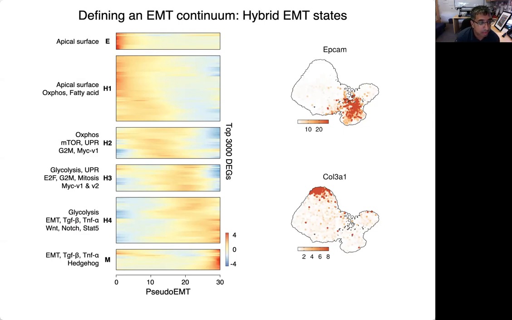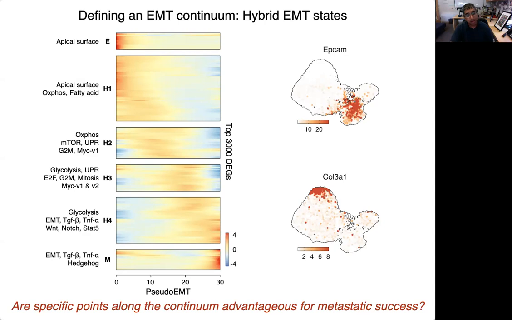Which is really interesting. And so this is, again, coming back to this point that we're viewing EMT as a more continuous process, and we're able to dissect it by virtue of having all these states represented in some form within this one mouse.